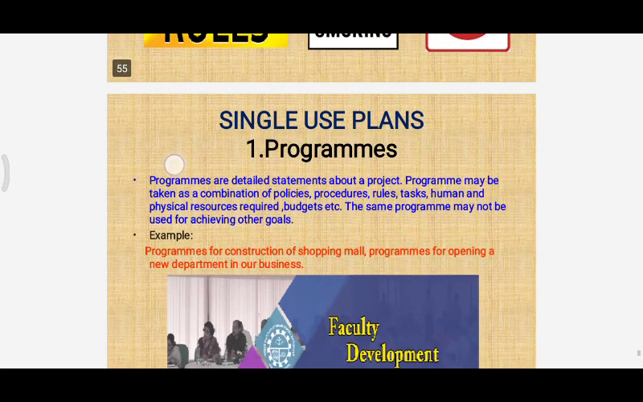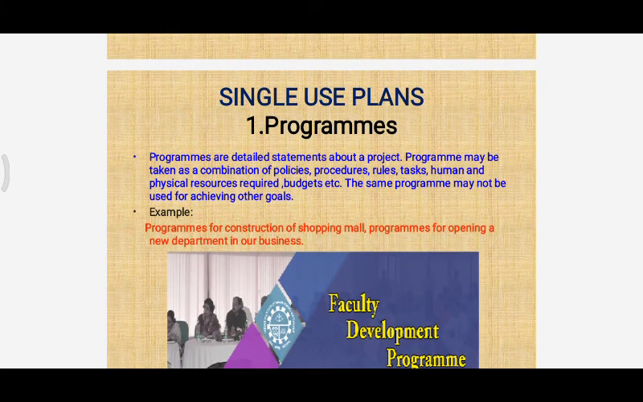Next type of plan here is program. So these come under the category of single use plans. So let's understand what are programs. Programs are detailed statements about a project. They are a combination of policies, procedures, rules, tasks, human resources, physical resources, and budgets.